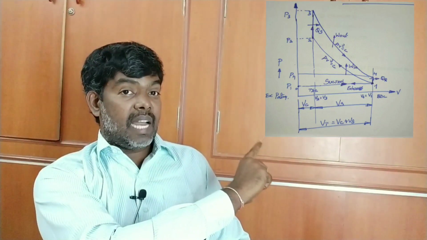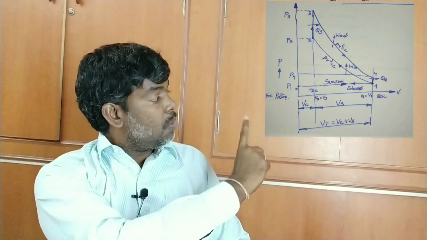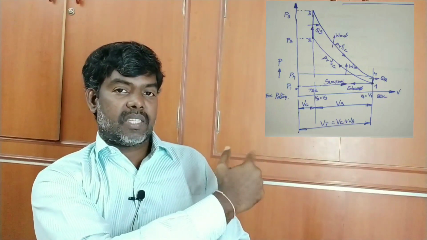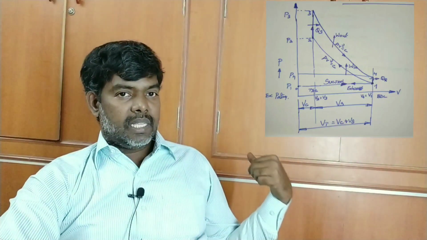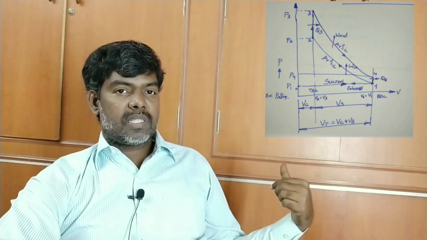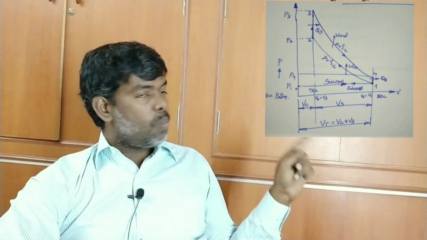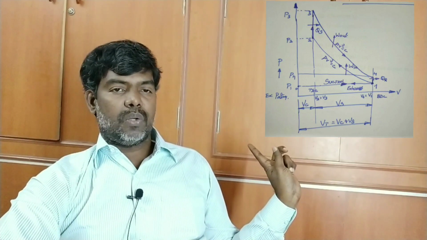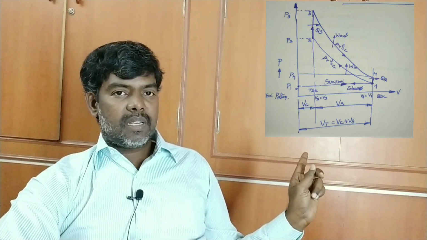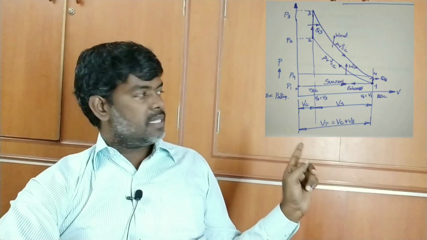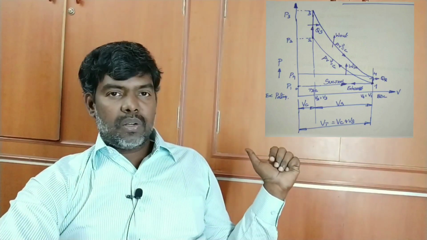Similarly, at the end of the cycle, 1 to 0 is the exhaust. Therefore, technically, the two constant pressure processes are also there, 0 to 1 and 1 to 0. 0 to 1 is the suction of the mixture, and similarly, 1 to 0 is the exhaust from the engine.